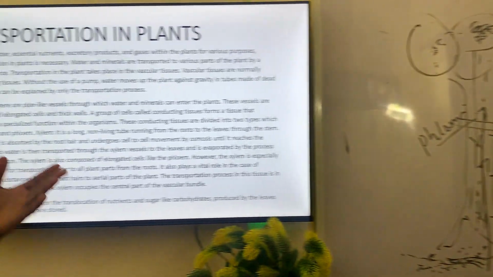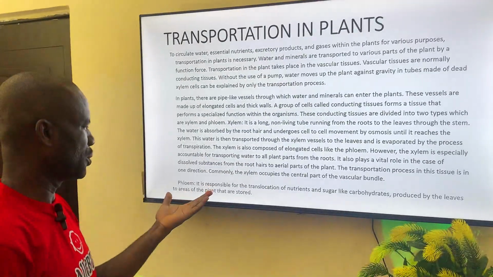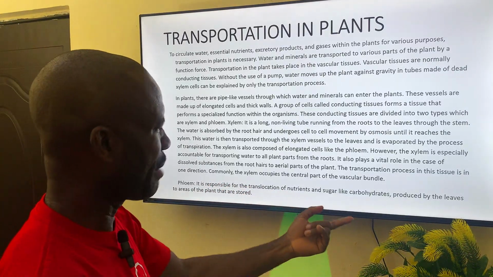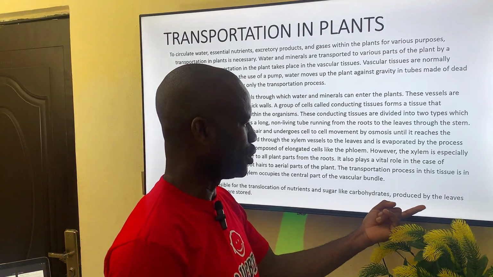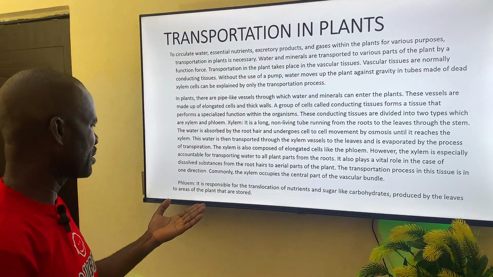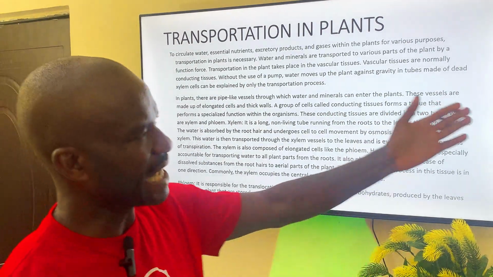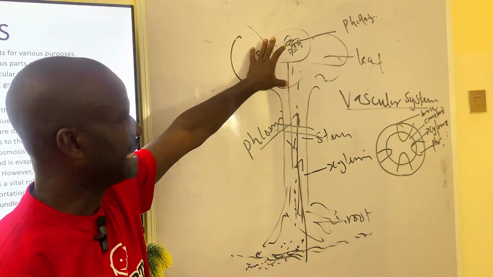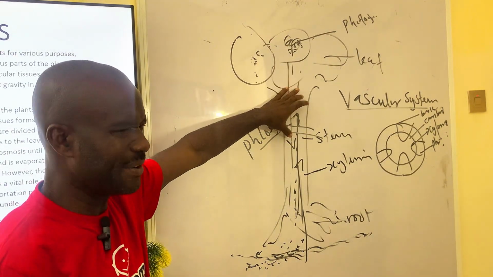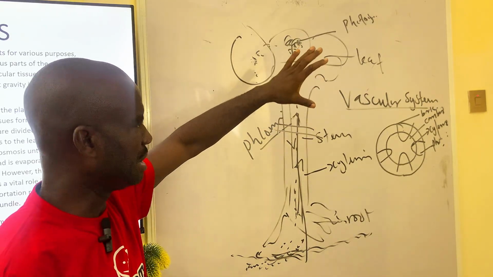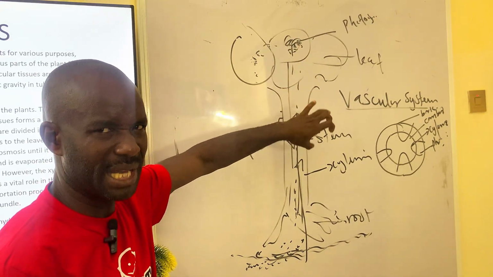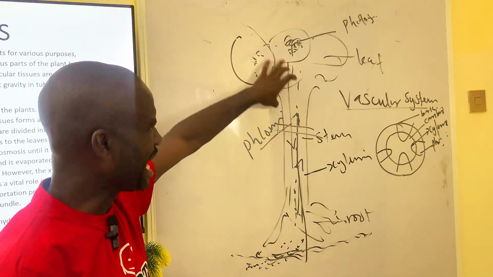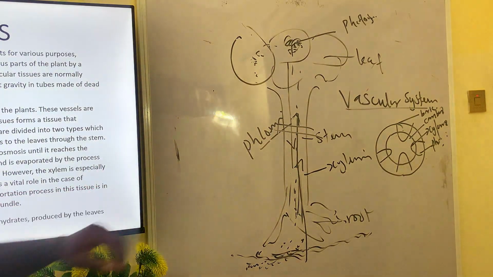Now, the next vascular system is the phloem. What does it do? It is responsible for translocation of nutrients and sugar, like carbohydrates produced by the leaf, to areas of the plant where they are stored. The phloem is responsible for bringing down the manufactured food from the leaf down to the storage ground. These carbohydrates, proteins, or lipids are stored in the body of the plant. So how are they moved from the leaf where they are manufactured? They are conducted through the phloem tissue.